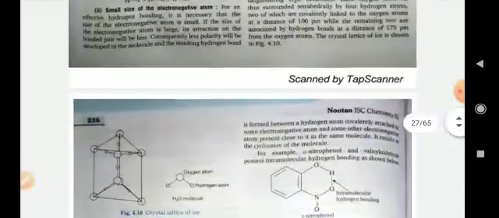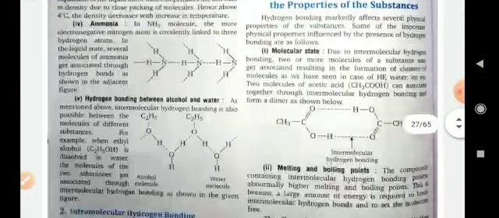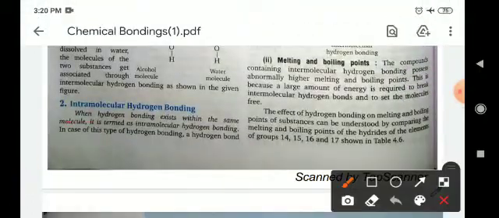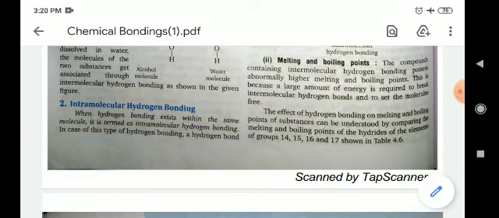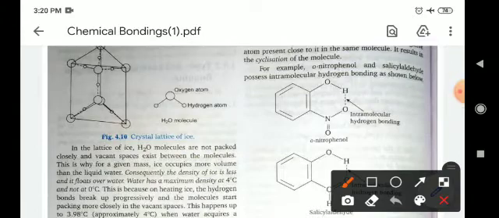So in intramolecular hydrogen bonding, what happens? When hydrogen bonding exists within the same molecule, then it is known as intramolecular hydrogen bonding. Means when hydrogen bonding is formed between the groups of the same molecule, it is known as intramolecular hydrogen bonding. For example, orthonitrophenol: this is the OH group and this is the NO2 group. So the hydrogen of the OH group will form a bond with the oxygen of the NO2 group.